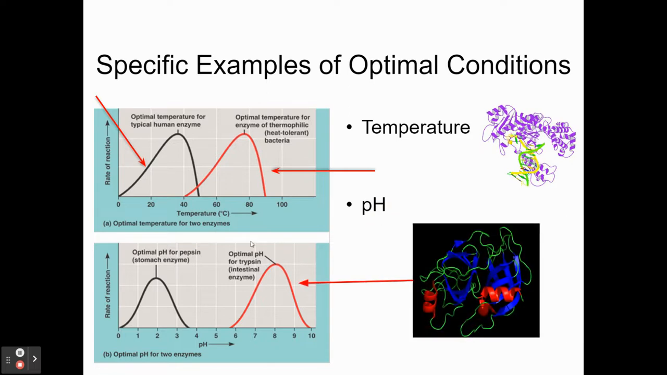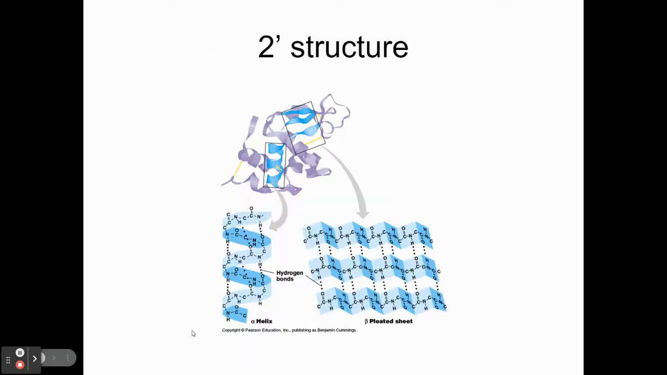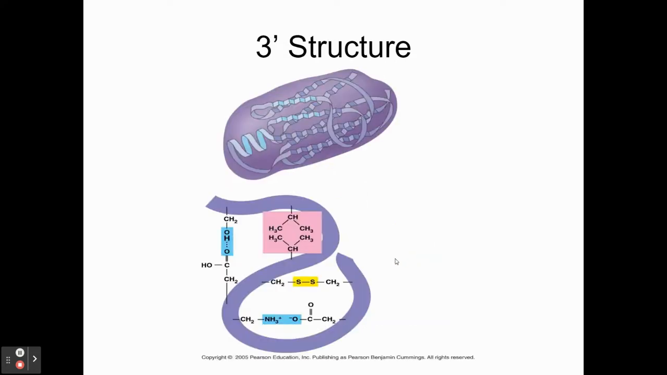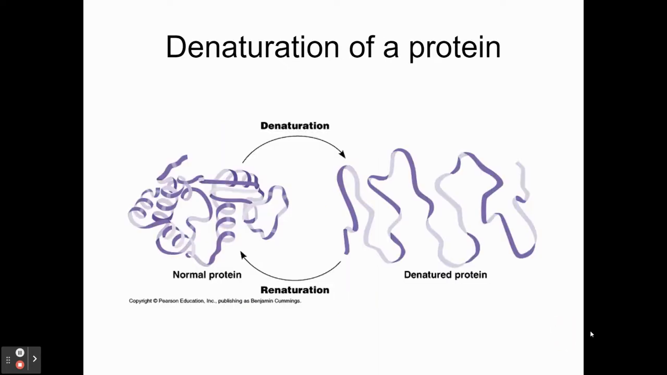pH is a little bit different. At both higher and lower pH levels than the optimum, we see denaturation occurring. And again, it is this secondary structure, which is all composed of hydrogen bonds between the amine and the carboxyl group of nearby, adjacent amino acids. These weak bonds are going to be the first ones to break. And when they break, that's going to cause a change in the tertiary structure.